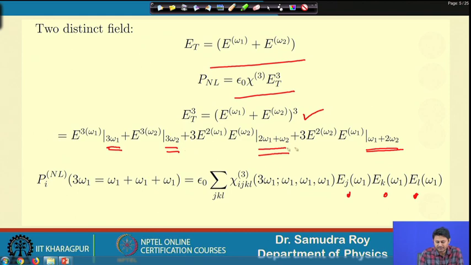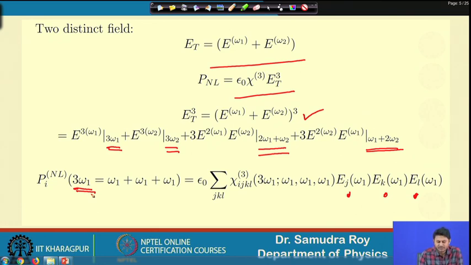You can see there are different frequencies that can appear in P nonlinear. So, P nonlinear can contain 3 omega 1 frequency, it can contain 3 omega 2 frequency, it can contain 2 omega 1 plus omega 2 frequency component and omega 1 plus 2 omega 2 frequency component for this particular structure. So, there are 4 different frequency components which can appear in P nonlinear, but we now only need to find out the frequency component 3 omega 1.